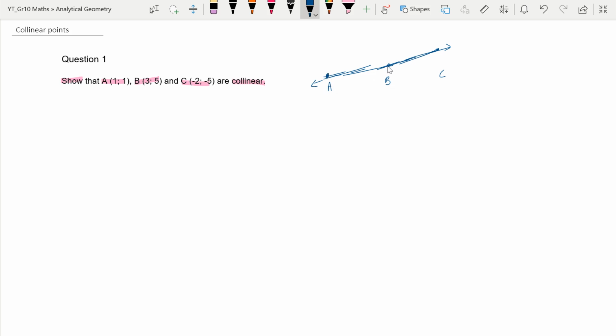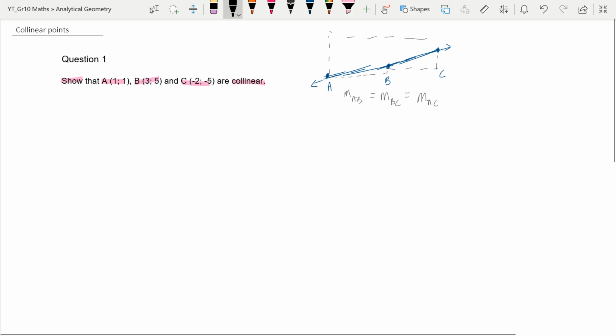So what do we know about straight lines? Well, what we need to know about straight lines is that they share the same gradient. So the gradient between A and B will be the same as the gradient between B and C, and it will also be the same as the gradient between A and C. That's the thing about straight lines. The linear function has a constant gradient. So you can take any 2 points on a straight line and they will always give you the same gradient. I do apologize for that very messy sketch.